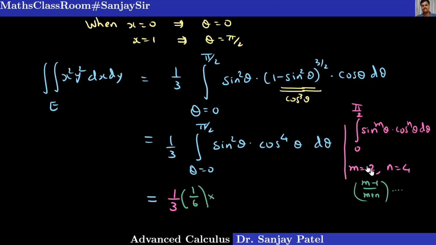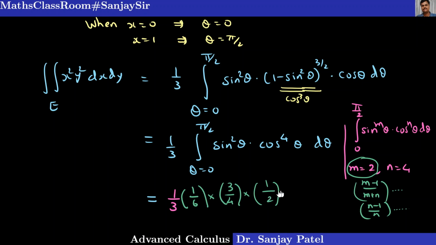When all the steps of m minus 1 upon m plus n type of steps are over, next we consider n minus 1 upon n and keep on subtracting 2 when m is even. Here m, that is the power of sine, is even, so we keep on subtracting now n minus 1 upon n. N is 4, so 4 minus 1 is 3, and 3 upon n, that is 4, into 3 minus 2. Now keep on subtracting 2. 3 minus 2 is 1, 4 minus 2 is 2.